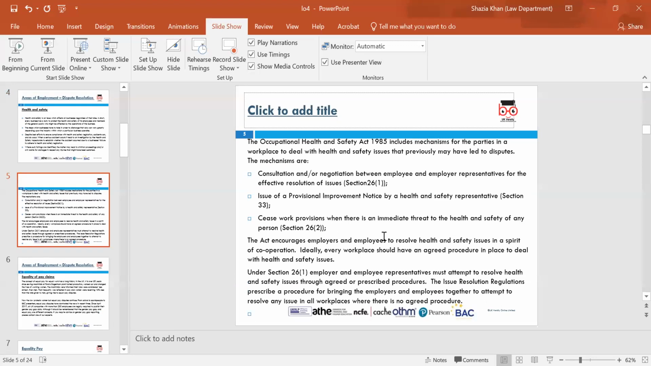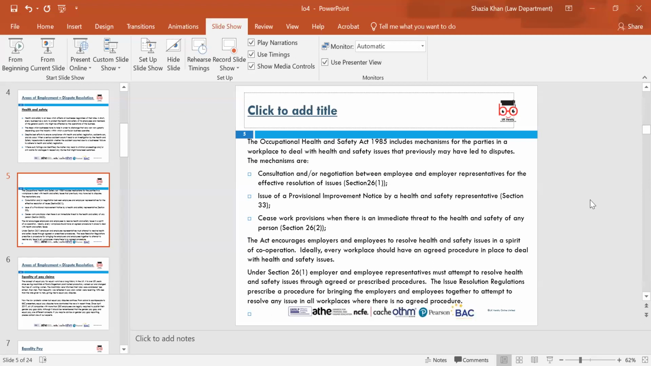The Occupational Health and Safety Act 1985 includes mechanisms for the parties in a workplace to deal with health and safety issues that previously may have led to disputes. The mechanisms are consultation and negotiation between employee and employer representatives for the effective resolution of issues, issue of a provisional improvement notice by the health and safety representative, section 33, and cease work provisions when there is an immediate threat to the health and safety of any person, section 26, subsection 2.